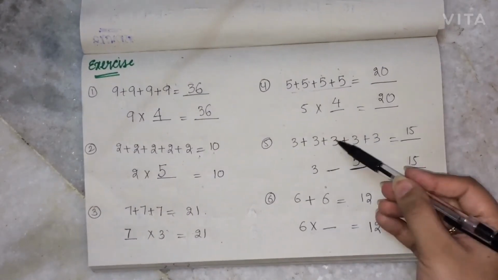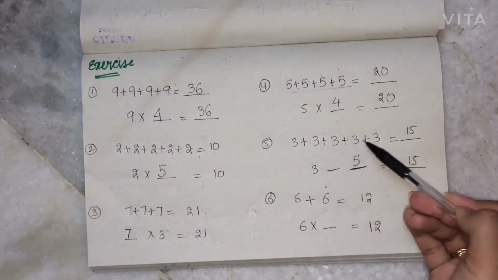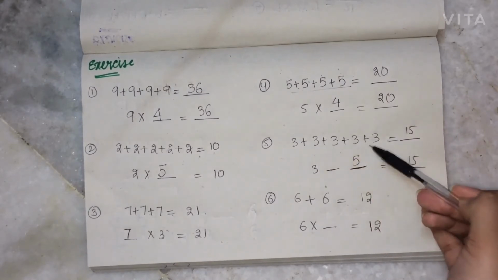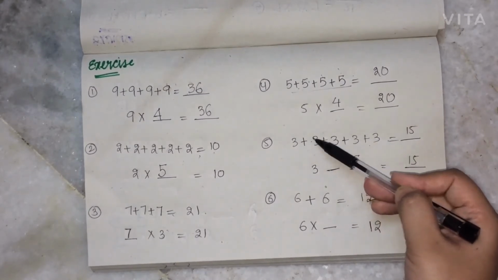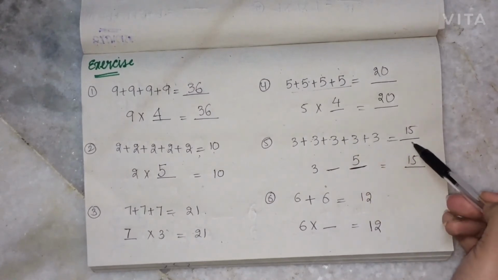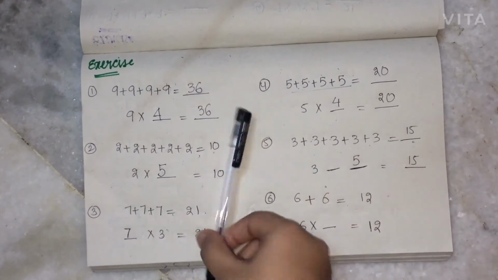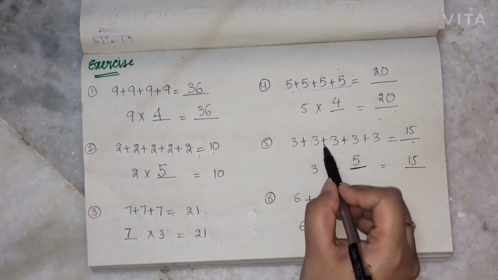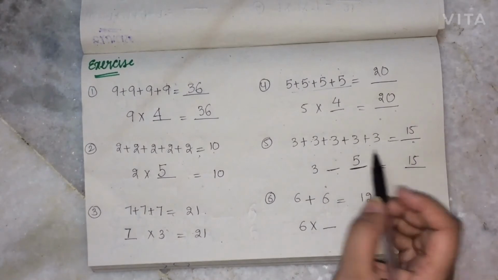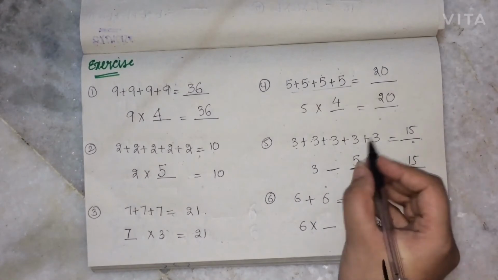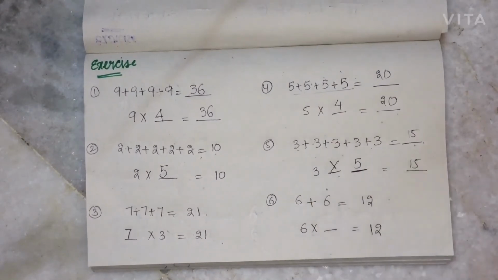Okay, here 3 plus 3 plus 3 plus 3 plus 3, right? Number 3 is added for 5 times. So 3 plus 3 is 6, 6 plus 3 is 9, 9 plus 3 is 12, 12 plus 3 is 15. Okay, now what you have to do is, what is the symbol you will write here, whether it is a plus sign, minus sign or multiplication sign. You are saying that number 3 is added for 5 times, so here you will write multiplication sign.